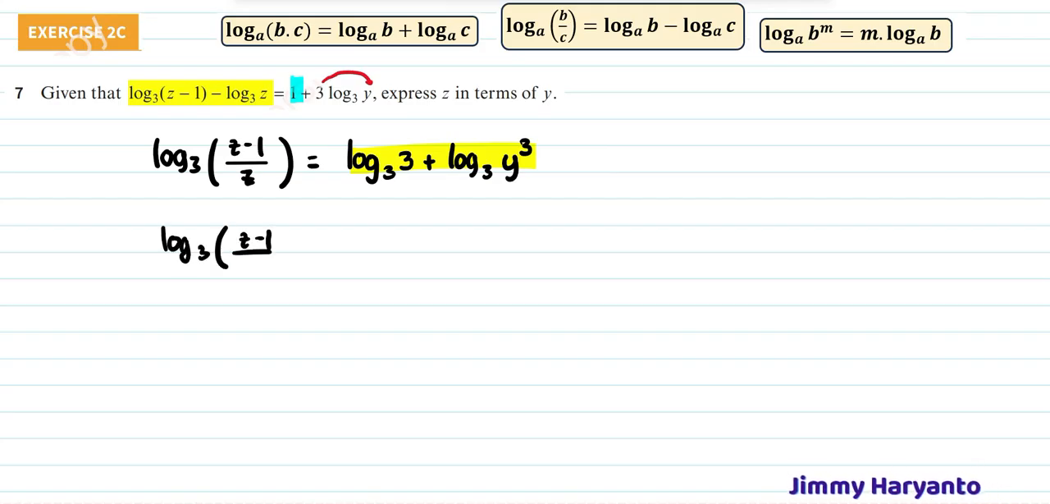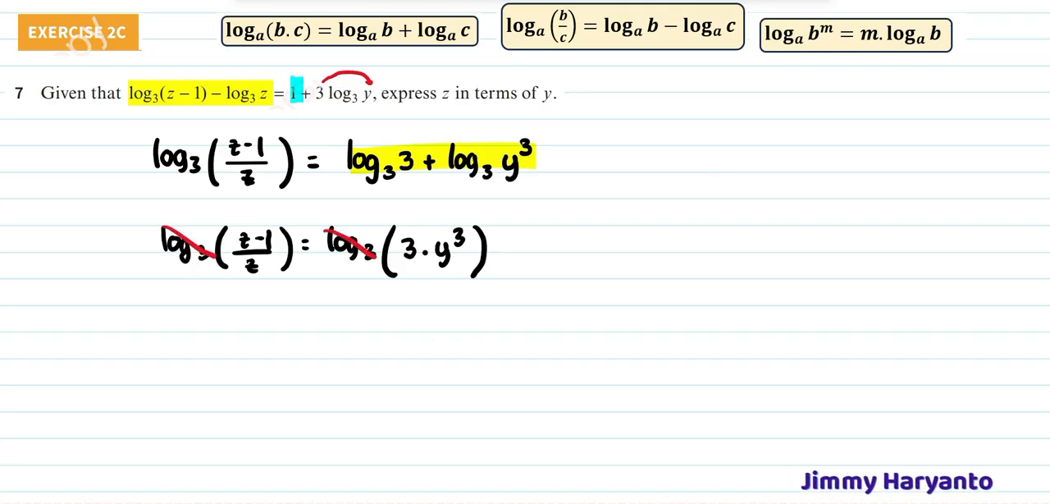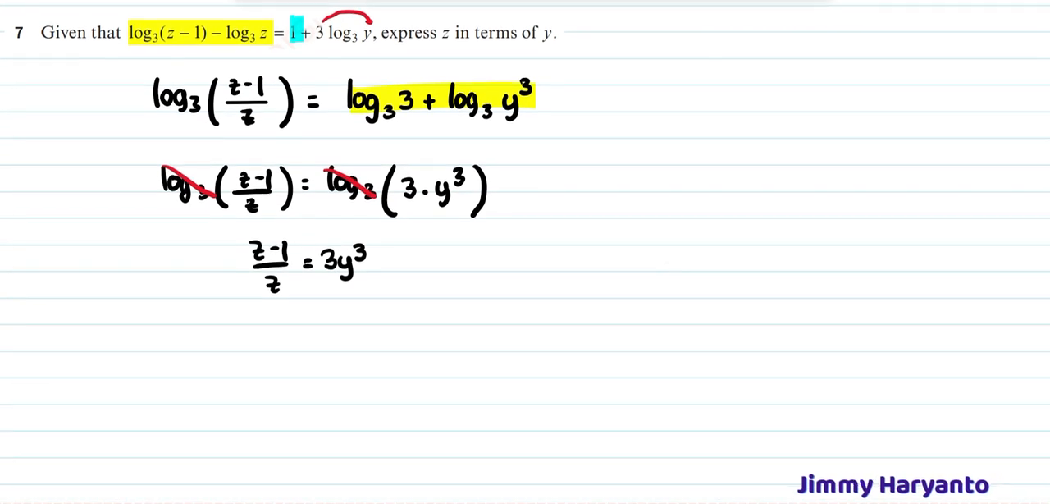Z minus 1 over z equals to log 3 combined together, and then you'll have 3 times y to the power of 3, and then you can cross out the log 3, and then you have z minus 1 over z equals to 3y to the power of 3. And we are not finished yet. You have to express z in terms of y. Okay, so let's do cross multiplication.